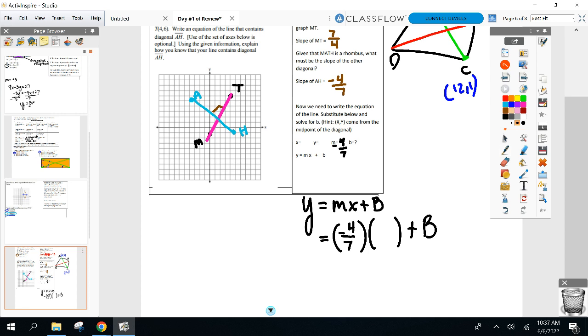It's a rhombus. Diagonals are perpendicular. And what are they doing to each other? Bisecting. Which means they're going to go through each other's midpoint. So we're going to have to find the midpoint of MT. Midpoint formula: look it up. It's right there next to distance.